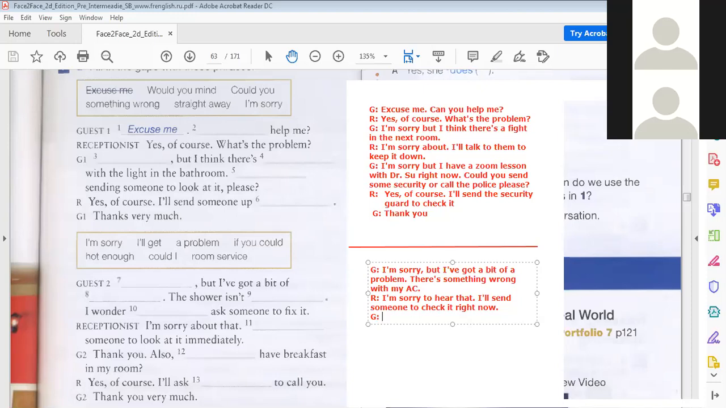My newspaper. What about your newspaper? It's not hot enough. No, it hasn't arrived. Yeah, you can say. Thank you. Also, my newspaper hasn't arrived yet. So what is the receptionist going to say?